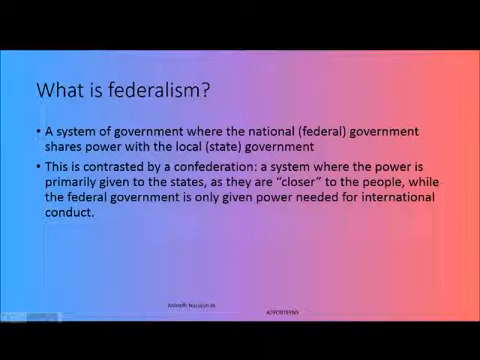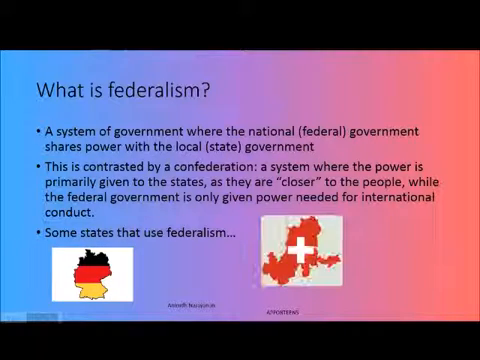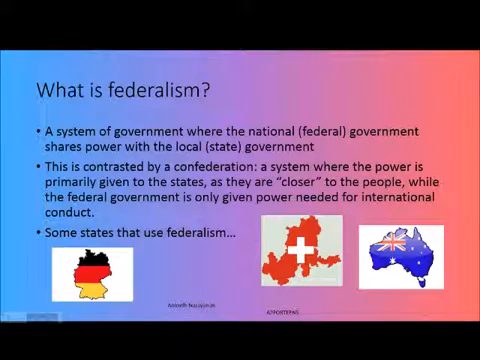Federalism is contrasted by a confederation, which is a system where the power is primarily given to the states, while the federal government is only given power for international conduct. So the government with the Articles of Confederation was a confederation government because the power was given primarily to the states, while the federal government dealt with outside influences. Some states, and by states I mean countries that use federalism, include Germany, Switzerland, Australia, and basically the majority of countries out there in the world.